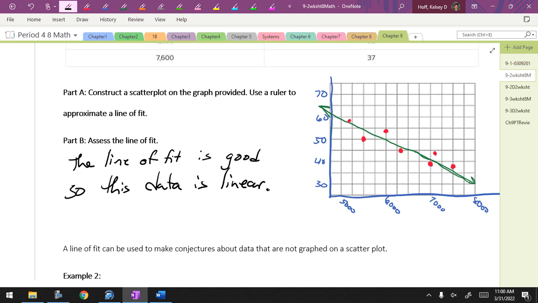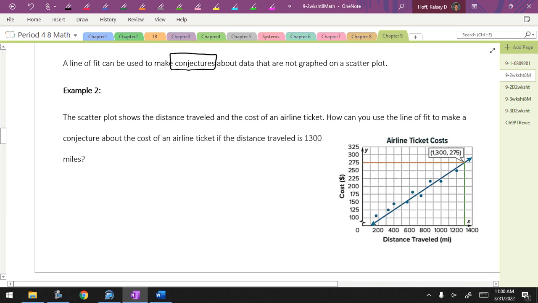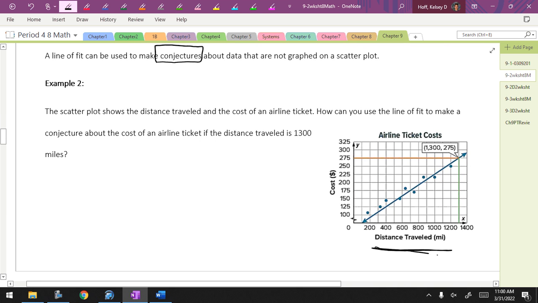Now, what does a line of fit actually do for us? So in this next one, it can help us make conjectures, or in other words, educated guesses or projections about data that maybe isn't included on our graph. So the scatter plot shows the distance traveled down here on the X and the cost of an airline on the Y. How can you use the line of fit to make a conjecture or an educated guess about the cost of an airline ticket if the distance traveled is 1,300 miles?